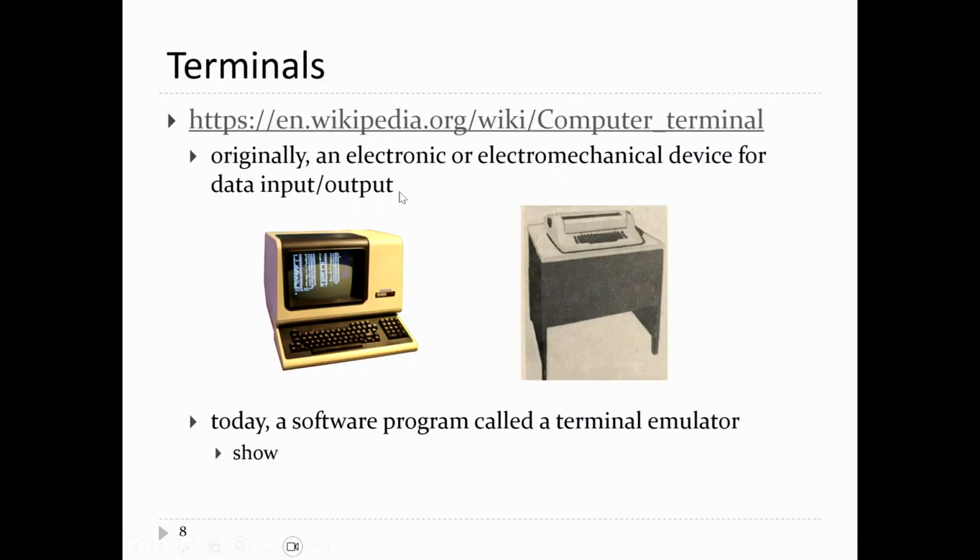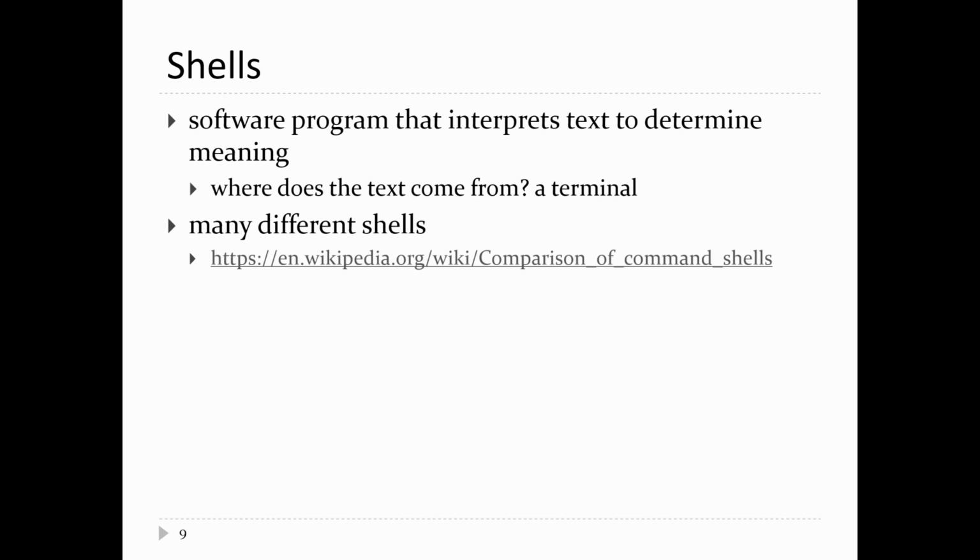Now the question is how is it that something is happening? So yes, I can type that in, that's the keyboard. But there has to be something that interprets what it is I'm typing in, and that's called the shell. The shell is just a software program. Typically it runs in a terminal, doesn't always, but it often runs in a terminal, and it interprets the text to determine meaning.